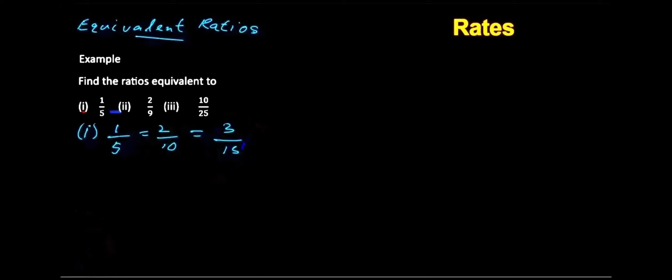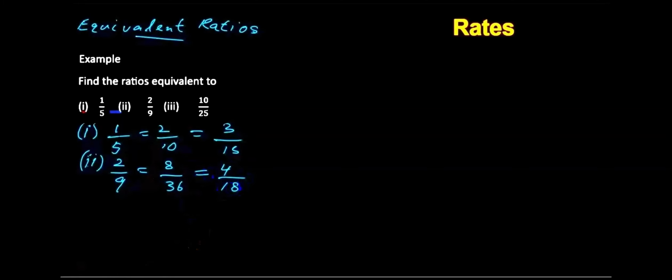Then let's do the second part. The given ratio is 2/9. By multiplying by 4, we get 8/36. By multiplying the numerator and denominator of the original ratio by 2, we get the equivalent ratio 4/18.